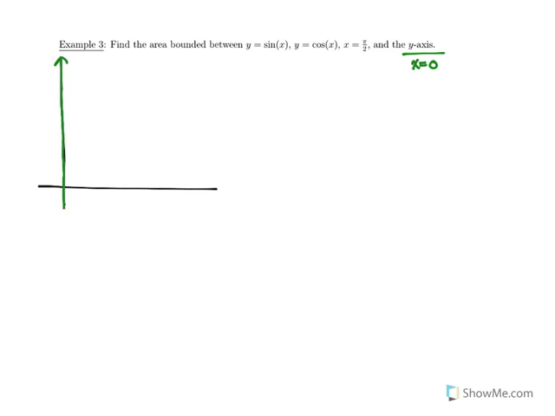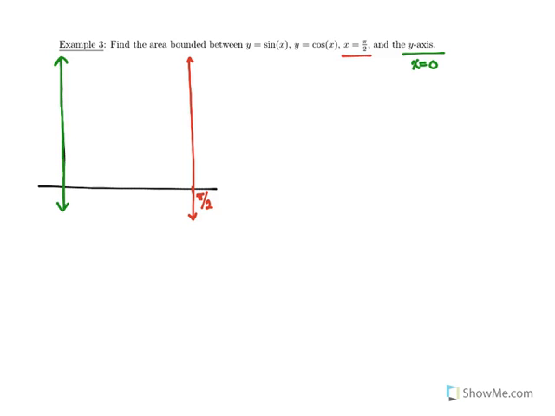So this is one of the functions that I'm drawing, x equals 0. The next one I'm going to draw is the function x equals pi over 2. I'll label that right there. That is going to be the x value of pi over 2. And I'm going to be trapped in between those two functions. So I'm not going to consider anything to the left of the y-axis or anything to the right of pi over 2.